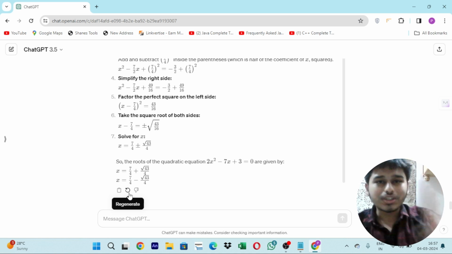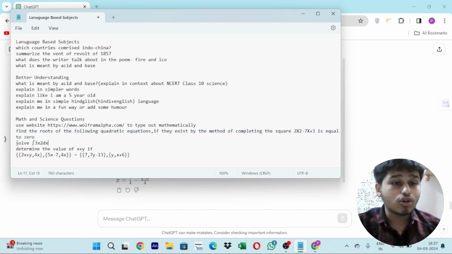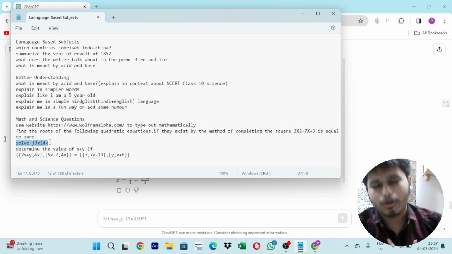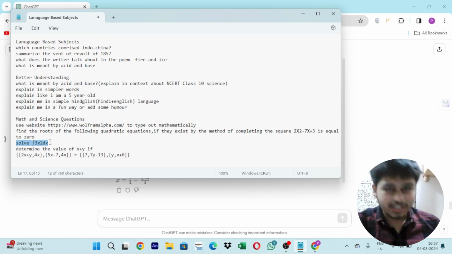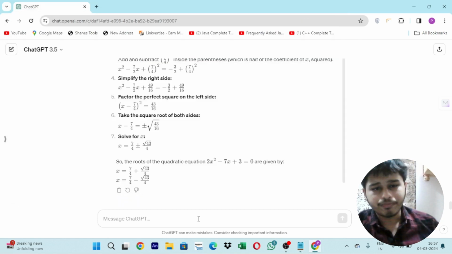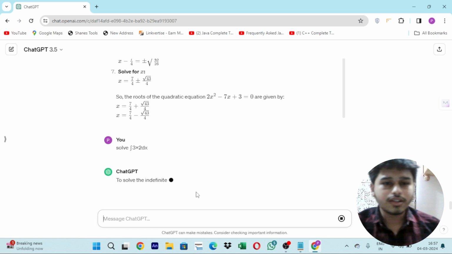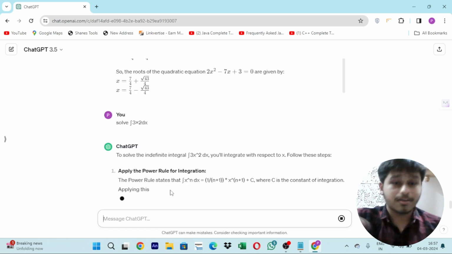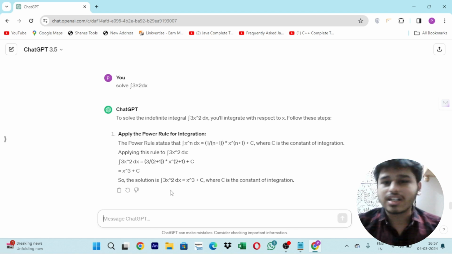Now let's go to the second example. In the second, I am telling ChatGPT to solve this maths problem for me, the integration of 3x square dx. I don't know the answer, so I am telling ChatGPT, please help me to solve this. I will just copy this and ask ChatGPT to give me the solution of this equation. I'm clicking on enter and now ChatGPT has started solving this sum. Okay, ChatGPT has given us the answer.